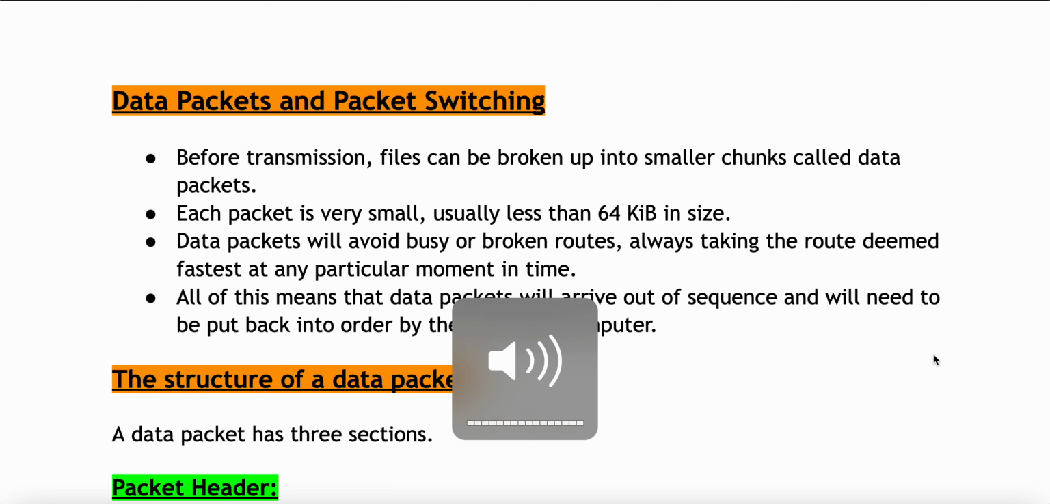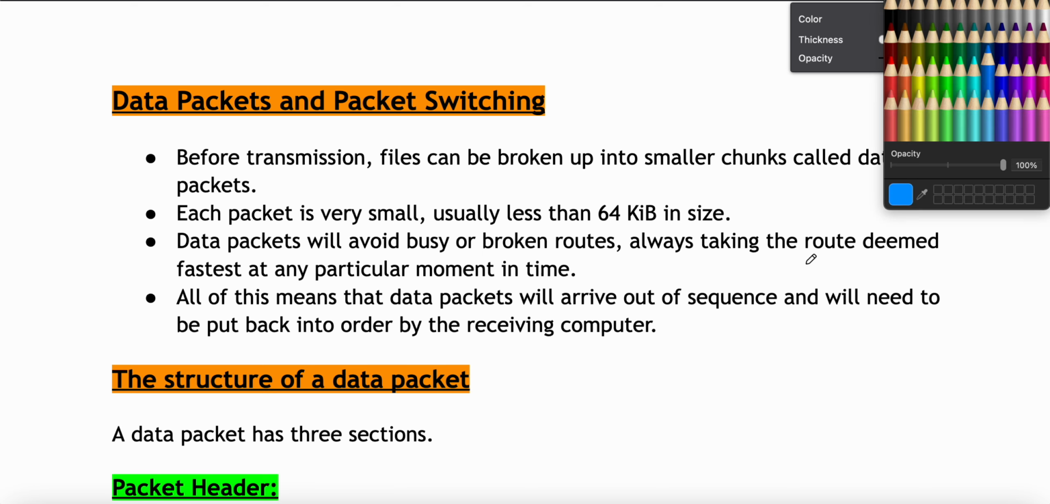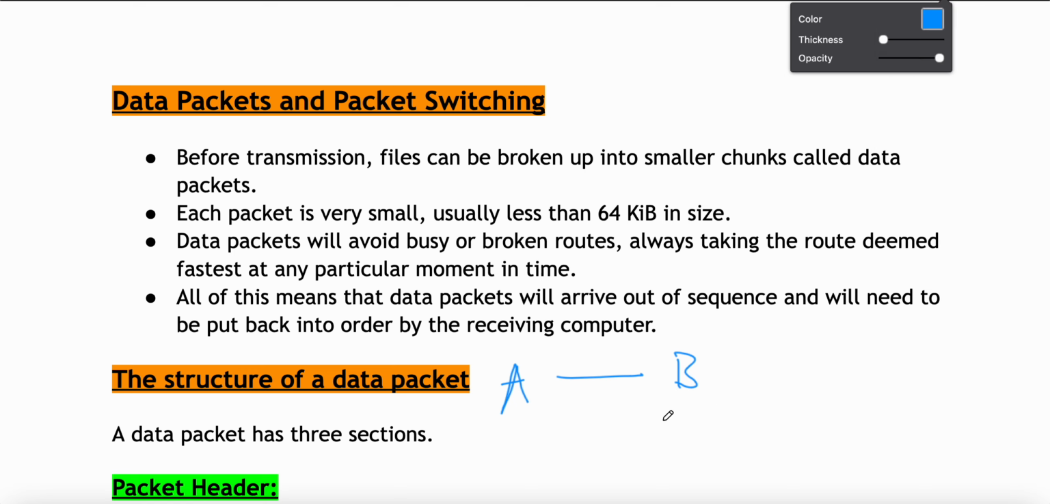Okay, let's just talk about data packets and packet switching in data transmission here. So basically, when we're talking about data transmission, we are talking about data being transferred from point A to point B. So we have data on point A, we want it to get to point B, right? In doing that, we might use what is called packet switching.